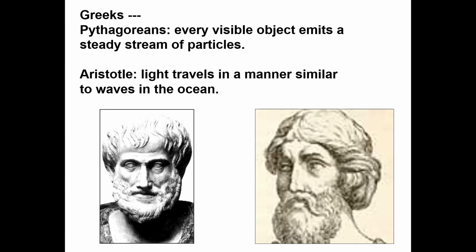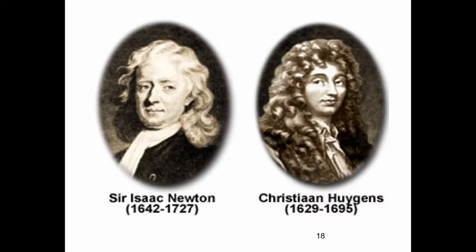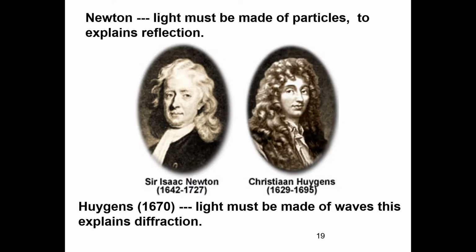the ancient Greeks did not agree. For instance, the Pythagoreans thought every visible object emitted a stream of particles, versus Aristotle, who thought light traveled in a manner similar to waves in an ocean. And then we get a little more modern, and we still have disagreement. We have Sir Isaac Newton and Christian Huygens, and they had two different proposals.